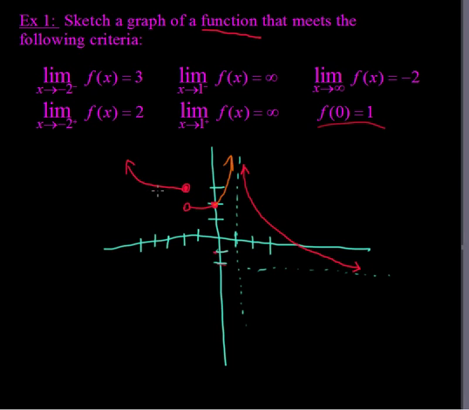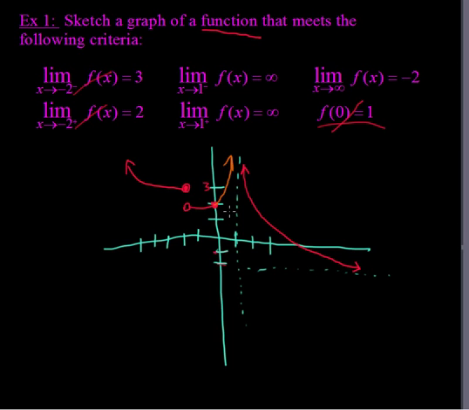This spot is where we're coming in from the left. The function's approaching 3, so up there at 3. And coming from the right, the function's approaching 2, so coming in right here. So that takes care of this piece and this piece. F of 0 is 1, so that's over here.